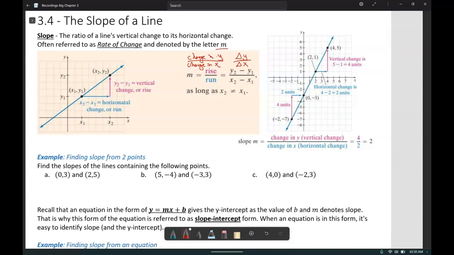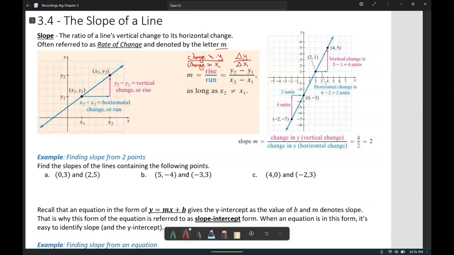And so we can see a practical example here with this slope. Picking any 2 points on this line, we see that we have a vertical change of 4 units, and we have a horizontal change of 2 units, giving us the ratio of 4/2. And again, with these 2 points, same thing. We have the vertical change of 4 units. We have the horizontal change of 2 units. We get the same slope.